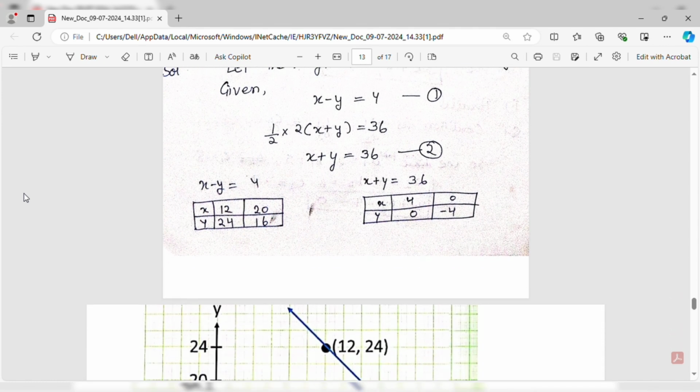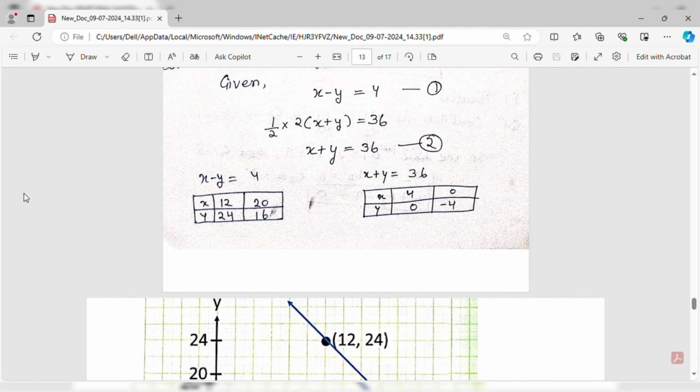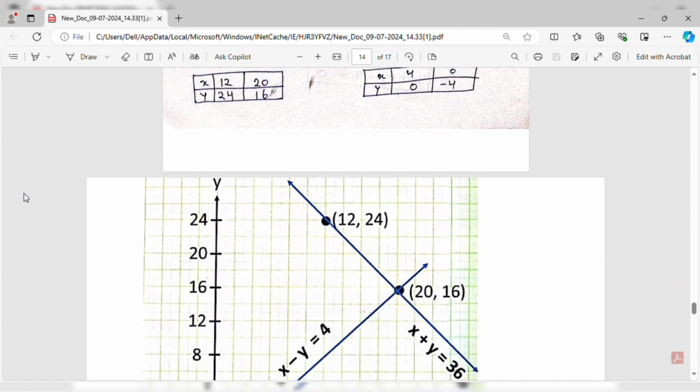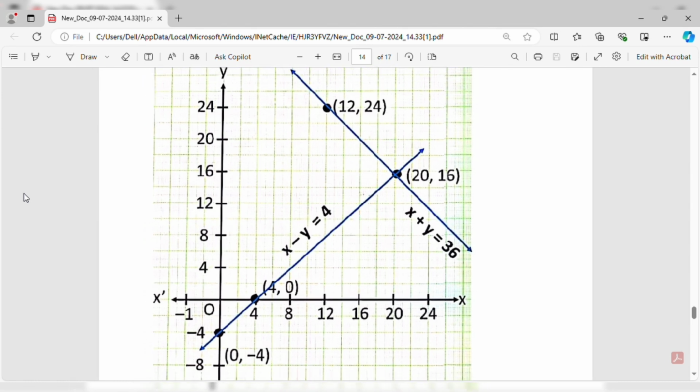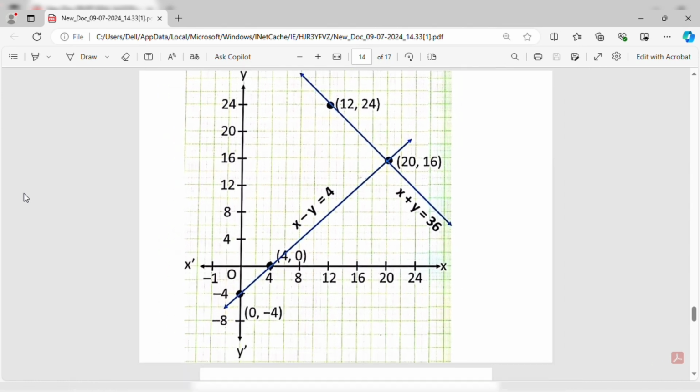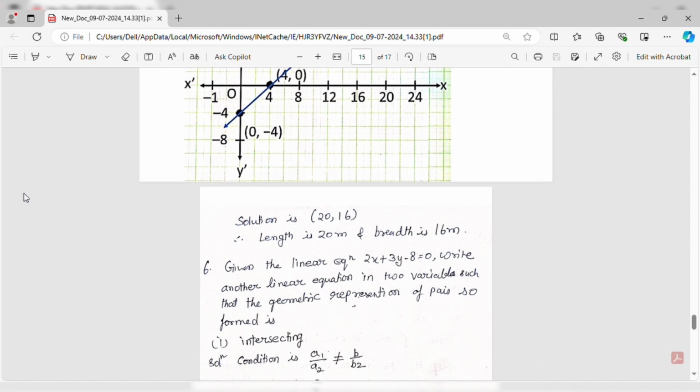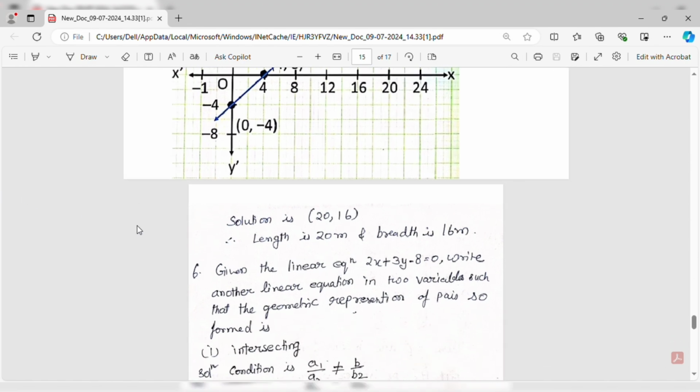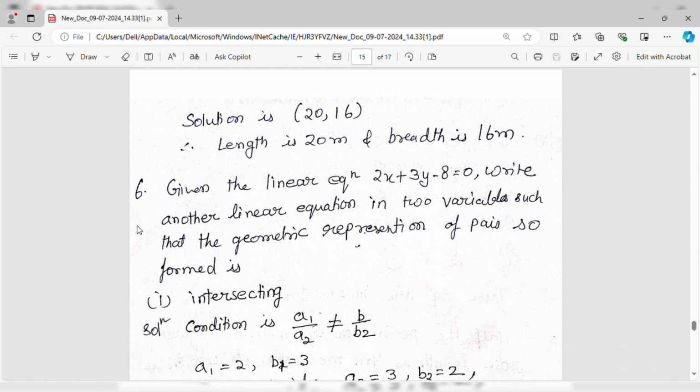We will get 2 points for both the equations and plot them on the graph paper to find the solution. Here we will find the lines are intersecting at the point (20, 16), which shows x is 20 and y is 16. So the length is 20 meters and the breadth is 16 meters.